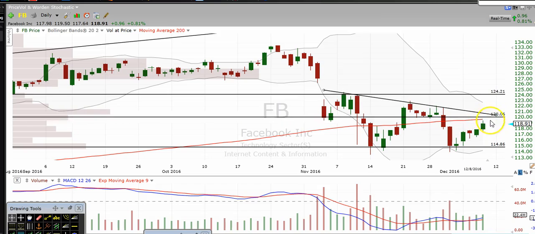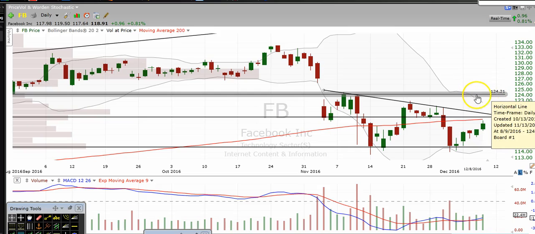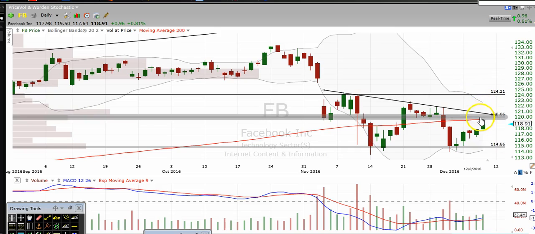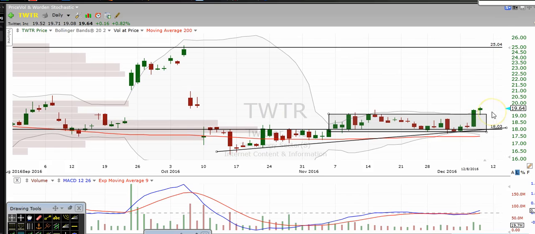So 120 is definitely a resistance level. If we break over 120, we're going to come up here and tag this resistance at 124. Okay? So keep in mind these resistance levels that are going to be a factor here moving forward for Facebook. The next one we're going to take a look at is Twitter.